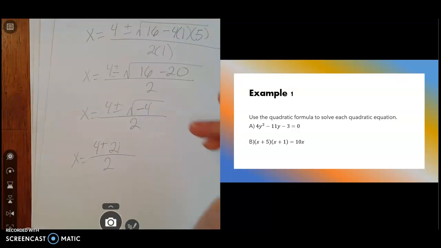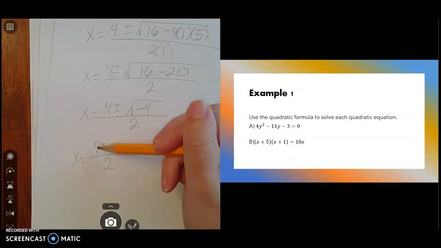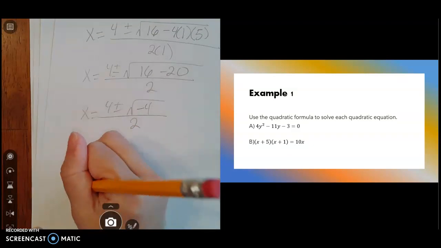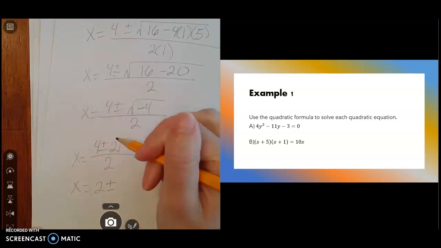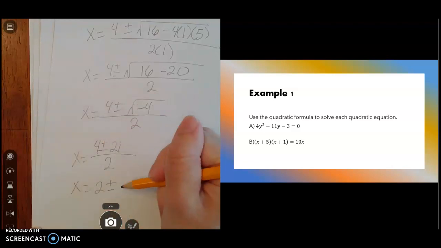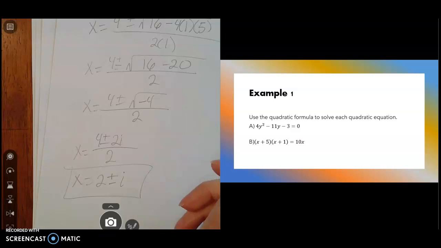Okay? From here, I can go ahead and simplify because everything is divisible by 2. I can do 4 divided by 2 and get 2. Plus or minus 2i divided by 2 would be 1i, or just i. So those are your answers: 2 plus i or 2 minus i.